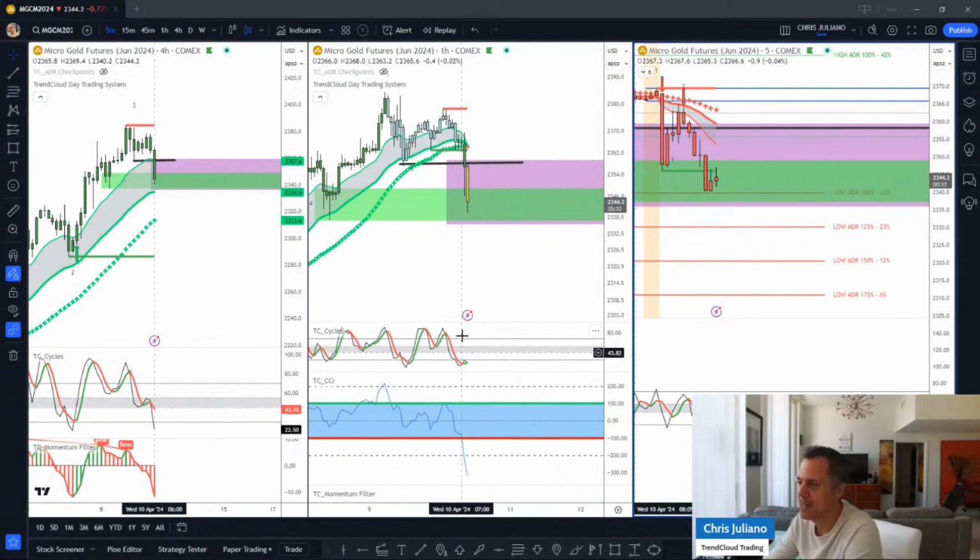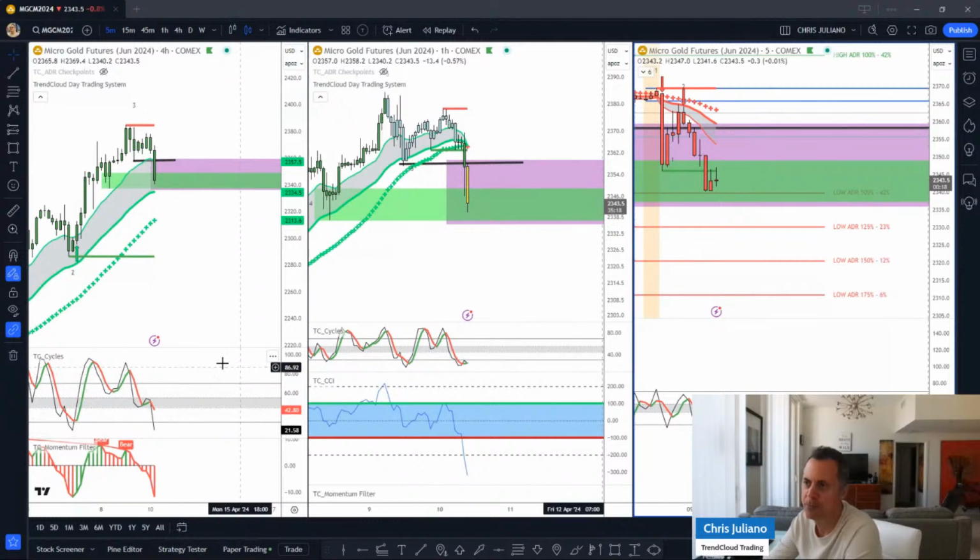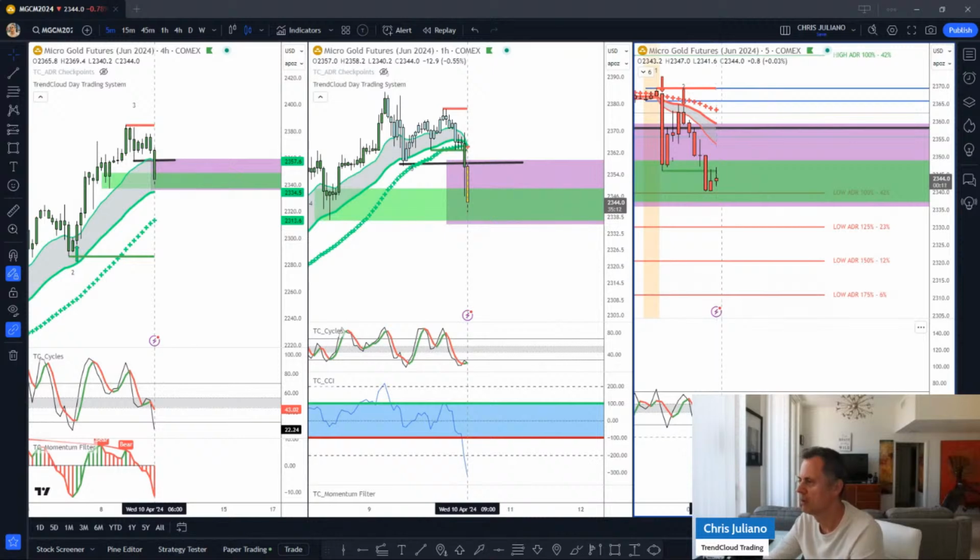So we're starting to get that cycle up on that middle time frame as well. So we've got it building on the 5-minute chart, and we're going to have it pretty soon on the 1-hour chart. And last, it will show up last on the high time frame. Makes sense, right? So that's what we're waiting for.